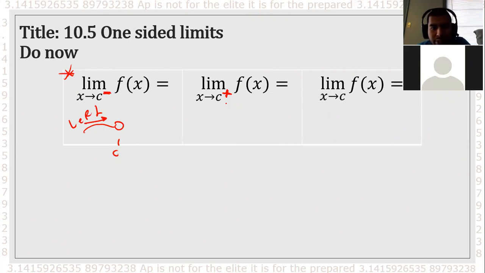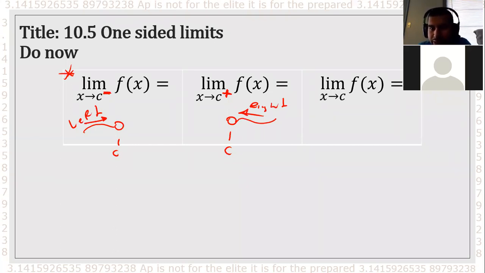Would anyone like to share what happens as it has a plus sign on the exponent? Anyone want to come off mute or put it in the chat? What happens as I have a plus sign? I need the cricket noises, cricket. So hopefully you guys haven't forgotten that this right here is from the right. I'm coming from this way, right here, and it's coming from the right.